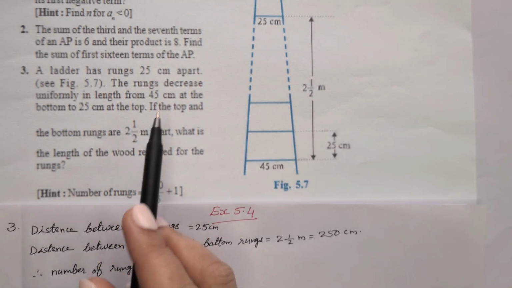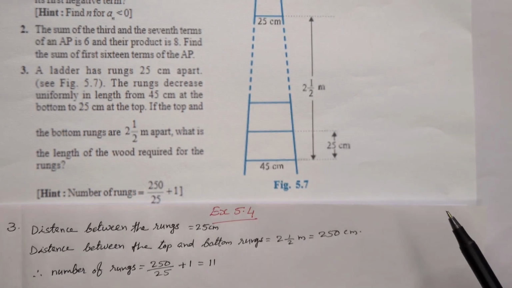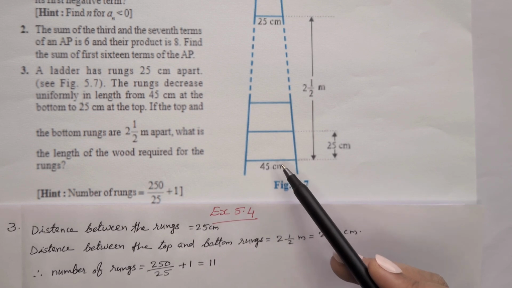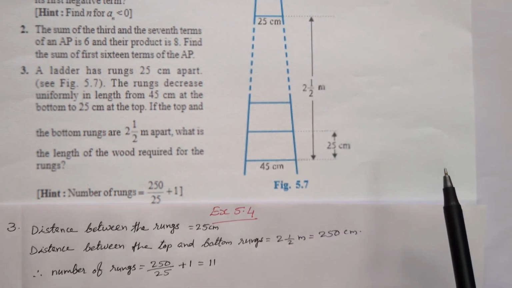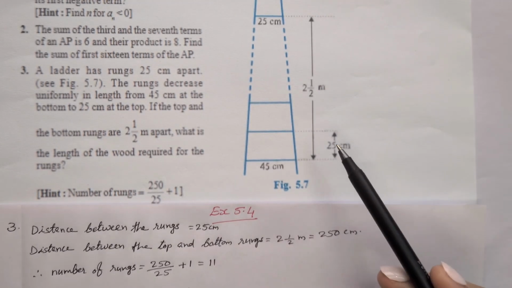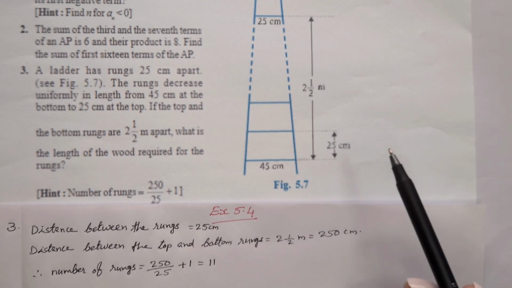Third question, a ladder has rungs 25 centimeter apart. The rungs decrease uniformly in length from 45 centimeter at the bottom and 25 centimeter at the top. If the top and bottom are 2.5 meter apart, what is the length of the wood required for the rungs?